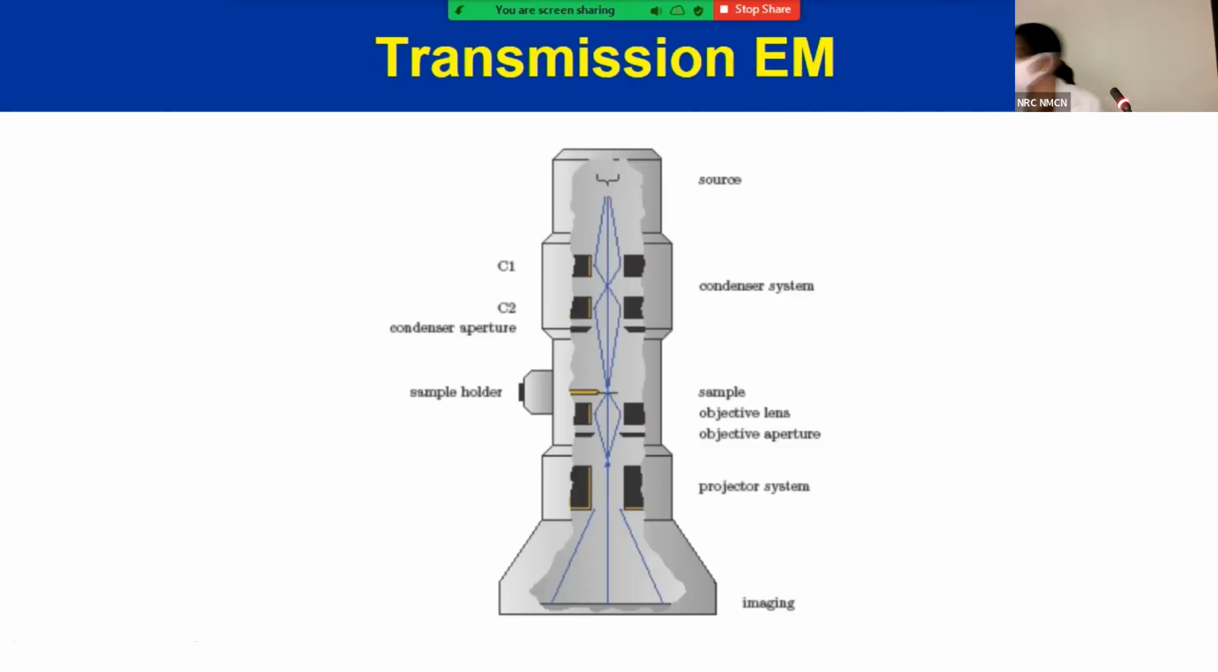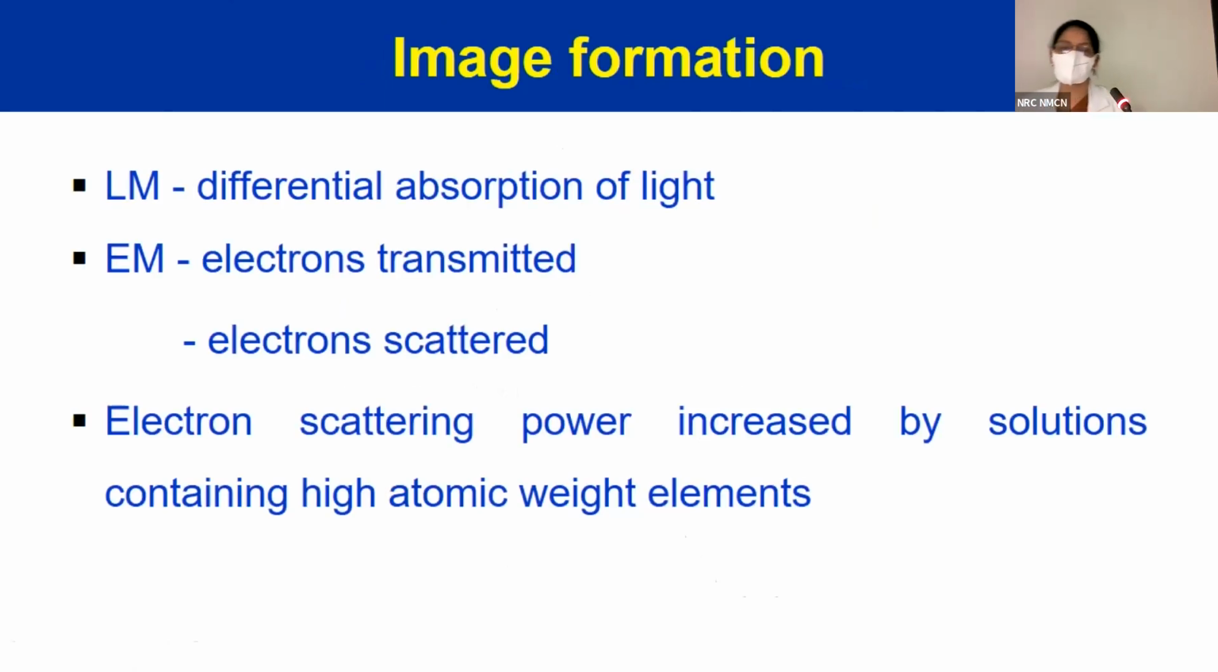Okay, this is again to show it in a different way, but similarly, you have lenses and a source, and the imaging system is at the bottom. So the image formation in light microscopy is by differential absorption, whereas in electron microscopy, it is by the transmitted electrons and also by the electrons which are scattered. So the electron scattering power is increased by solutions which have high atomic weight. And therefore, the staining that we do in light microscopy is completely different from what we do in an electron microscope, for tissue which has to be seen by an electron microscope.